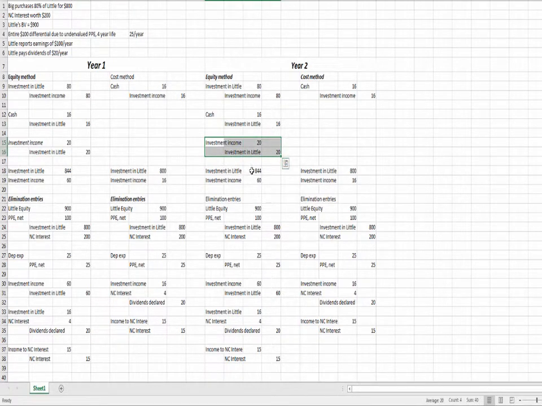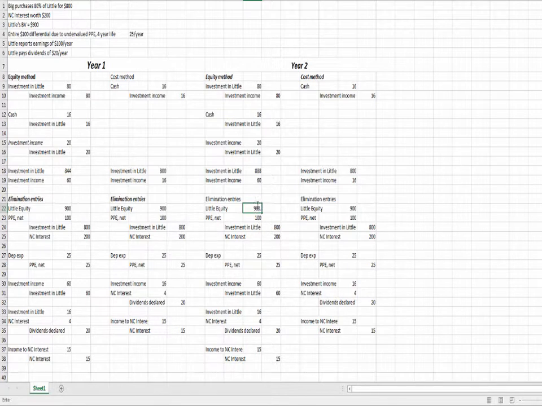Our investment in Little, last year, was $844. We just added $80, took away 16, took away 20, so the investment in Little is now $888. The investment income is again $60, just like it was last year. We do our elimination entries. Little's equity is now up to $980.